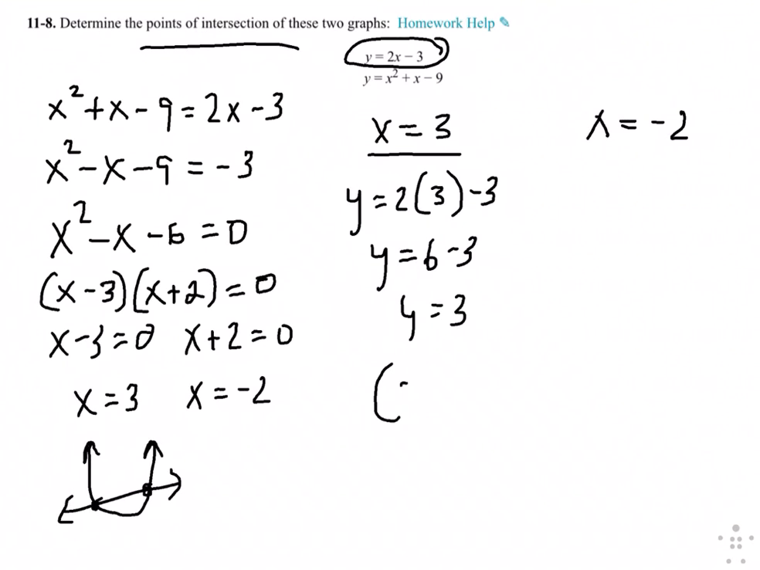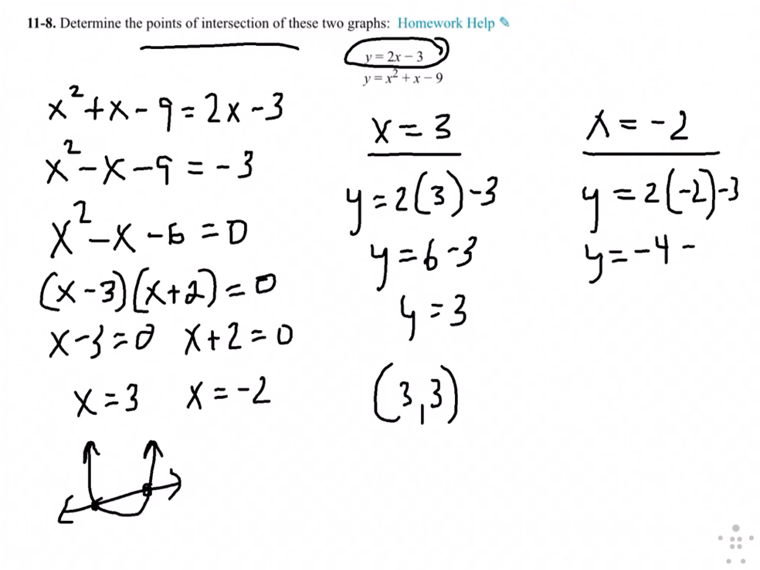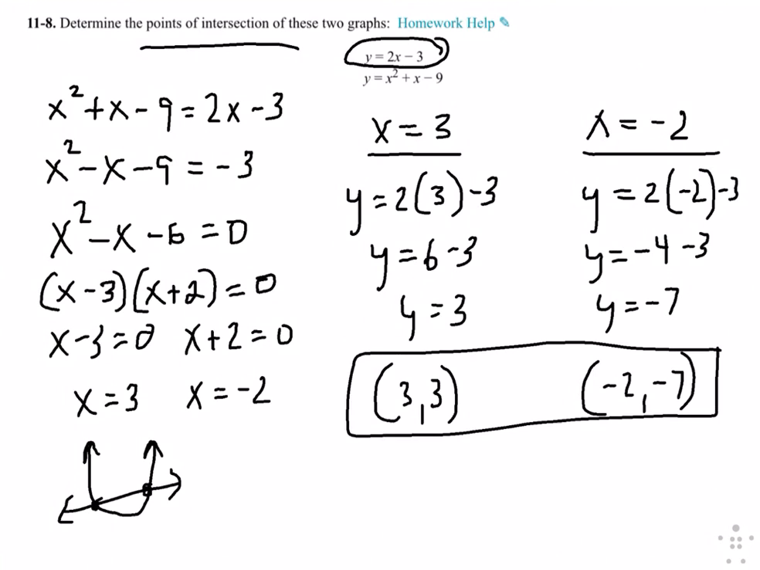So the first ordered pair is (3, 3). The second one is y equals 2 times negative 2 minus 3, y equals negative 4 minus 3, y equals negative 7. So this one is (negative 2, negative 7). These are the points of intersection, right? The points of intersection.